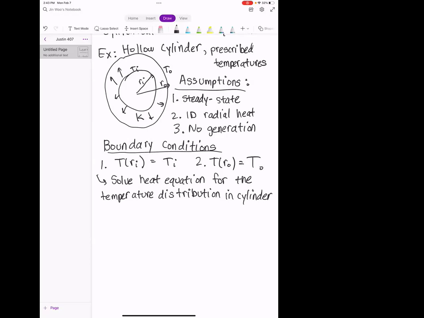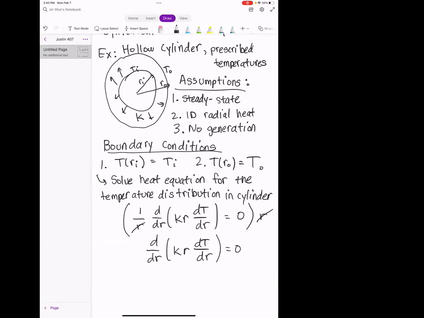Okay. All right. So let's go ahead and start with the heat equation. Our heat equation under these assumptions is 1 divided by r, d/dr of k times r dT/dr, all equal to 0. We need to solve this equation for T, and we're going to do this in a few steps. First, we're going to multiply this entire equation by r. That cancels out with the 1 over r, and on the right-hand side we still have 0. So we have d/dr of k r dT/dr equal to 0.